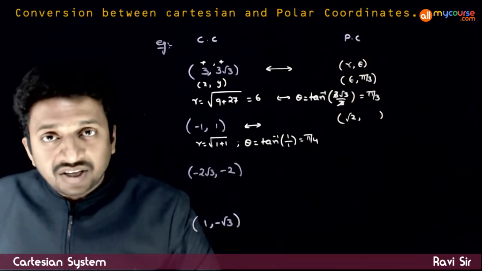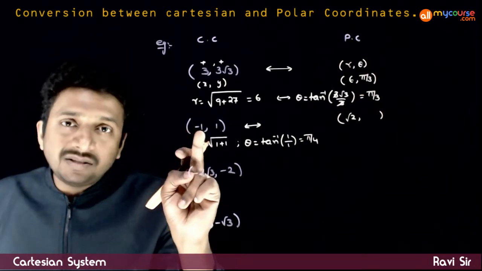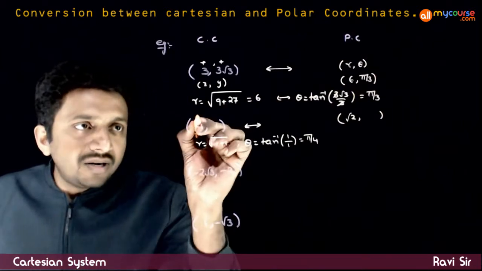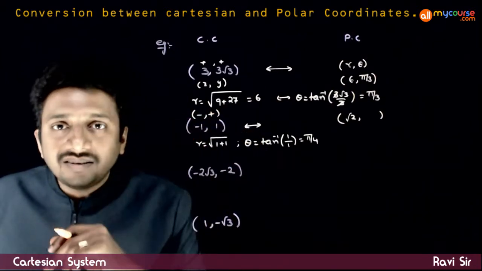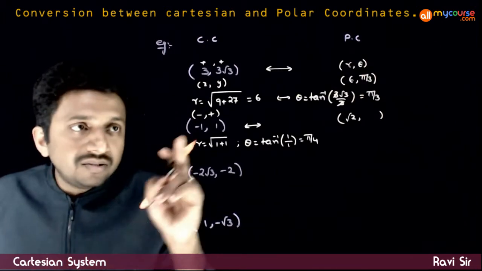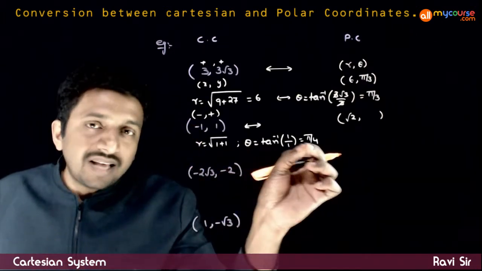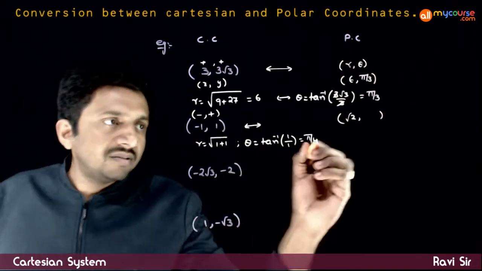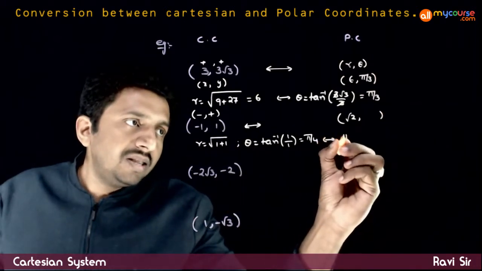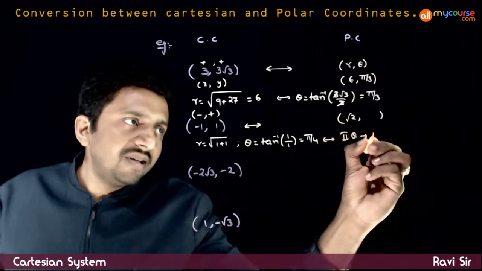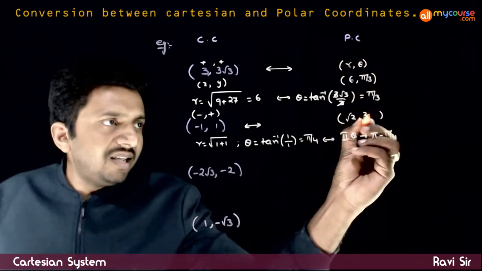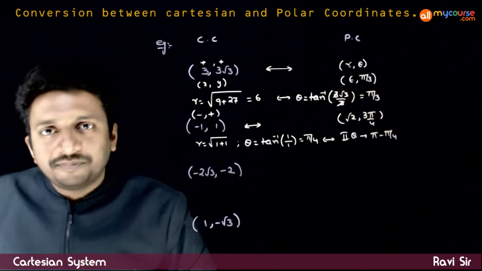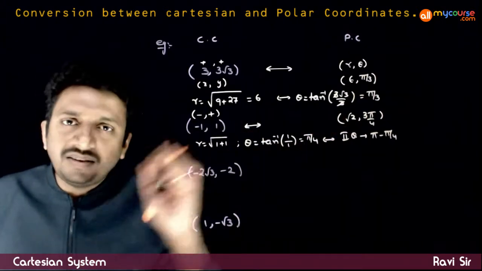Now in the second stage, go to the signs of the coordinates. The x coordinate is negative, y coordinate is positive. That means the angle is in the second quadrant. So in the second quadrant, what is the allied angle to pi by 4? In the second quadrant, you have pi minus pi by 4. That is 3 pi by 4 will be the angle. So that will be the theta.